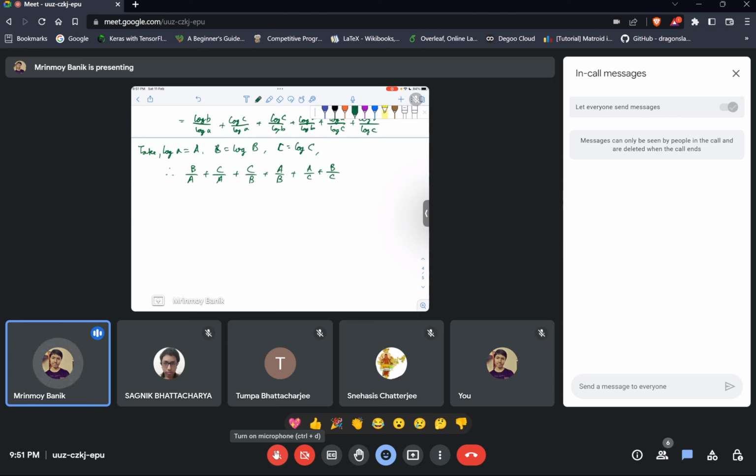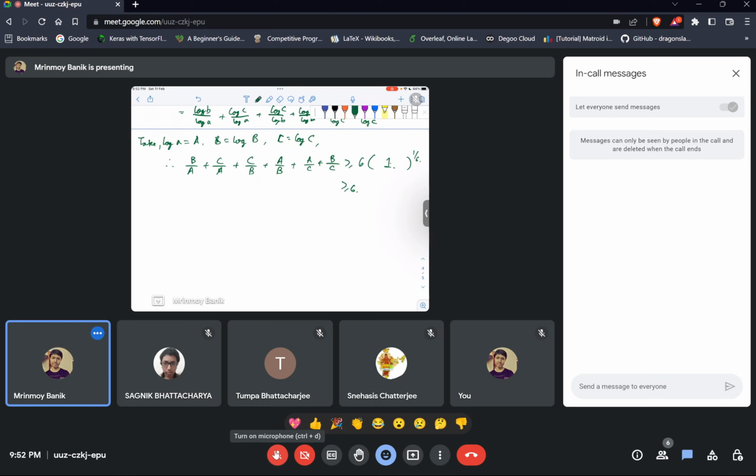So you can clearly use AM-GM here, right? So that's greater than or equal to 6 times the 6th root of the product, which is just 1. They cancel out, right? So it's 1. So it's bounded below by 6. So the minimum value is 6.